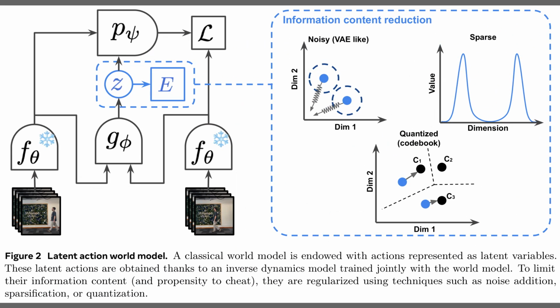Alright, to harness that rich data, Figure 2 outlines the latent action world model architecture. On the left, the diagram shows the training pipeline. Video frames pass through a frozen encoder, f-theta, to produce state representations. Then, an inverse dynamics model, g-phi, compares past and future states to infer a latent action, z. This action feeds into the world model, psi, to predict the next step. Crucially, the right panel illustrates how they prevent the model from cheating by simply copying pixel data. They constrain the latent action using noise, sparsity, or quantization.